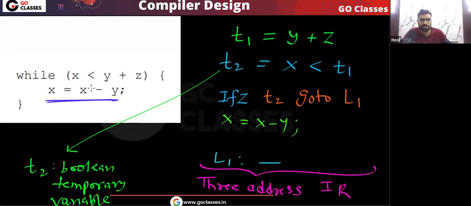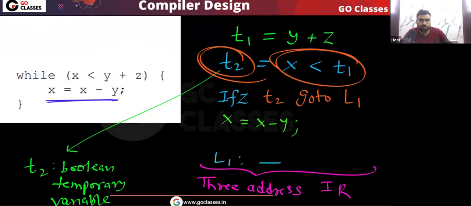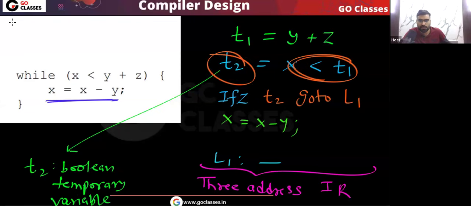See, this is very common sense. Everything is very simple. First, you will do y plus z and store it in temporary variable t1. Then you will check whether x is less than t1 or not, and store the result in t2. You can see t2 is a Boolean variable. If x is less than t1, then this will be true. If not, this will be false.